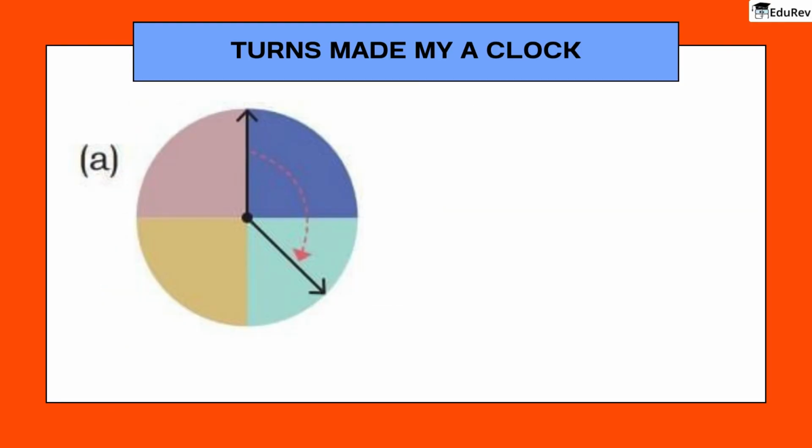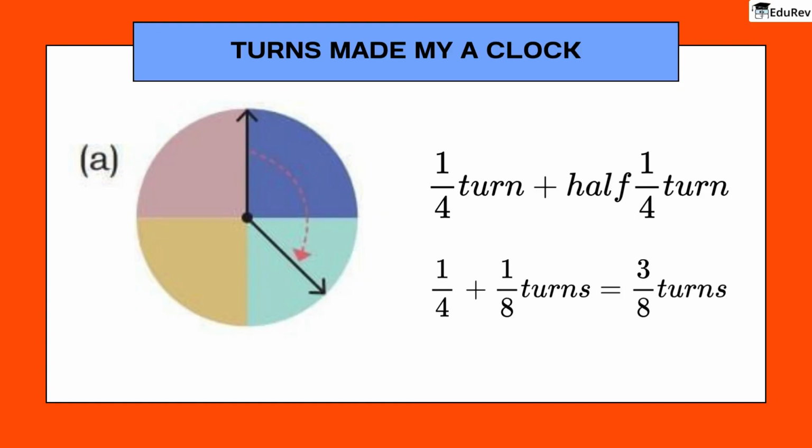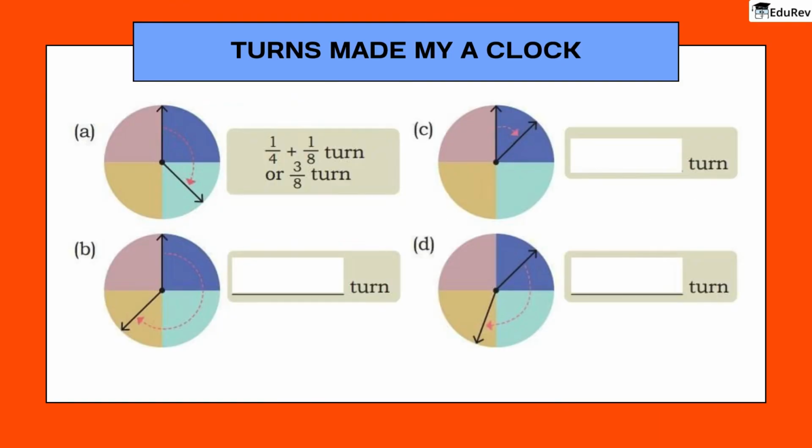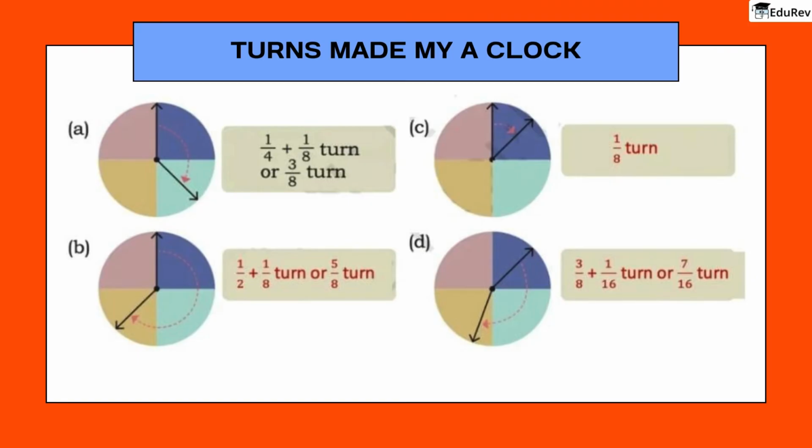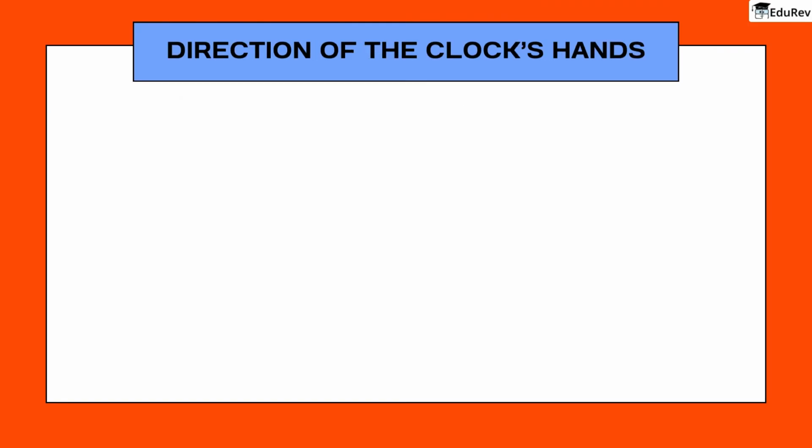Let's solve the first question together. In the first clock, the minute hand has moved 1/4 turn and then half of 1/4 turn again. That means it has moved 1/4 turn plus 1/8 turn, which is 3/8 turn. Similarly, do the rest of the questions. These are the answers.